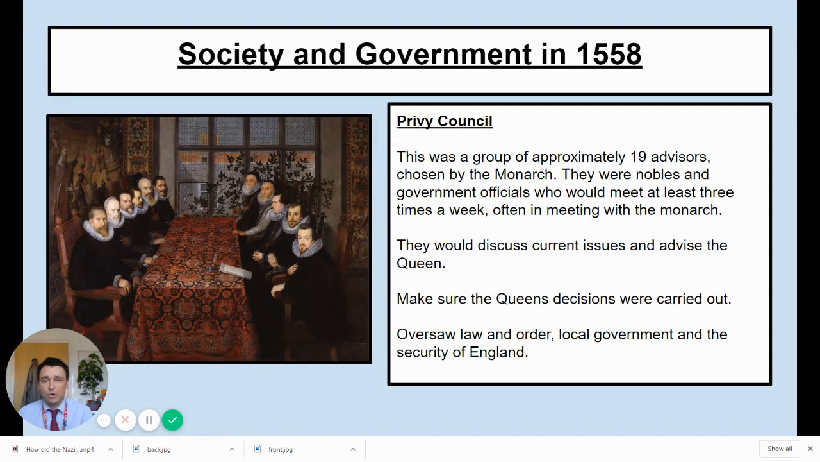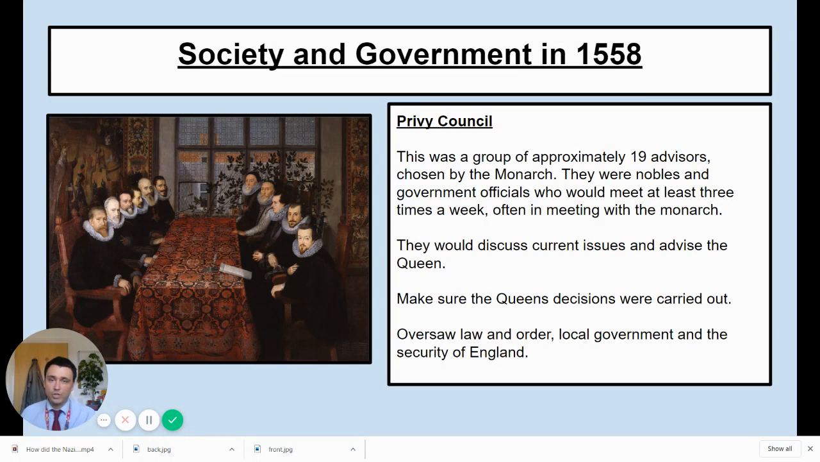But it's not just the court. You've got the Privy Council, the lads as I call them there. I don't think there was any females in the Privy Council ever, but please feel free to research that and prove me wrong. Now, the Privy Council were a group of approximately 19 advisors that were chosen by the monarch. These were nobles and government officials. These were people well up. She's not getting vagrants to be in the Privy Council. And these people would meet up at least 3 times a week, often with the monarch there as well. And they would discuss and they would debate current issues with the Queen.